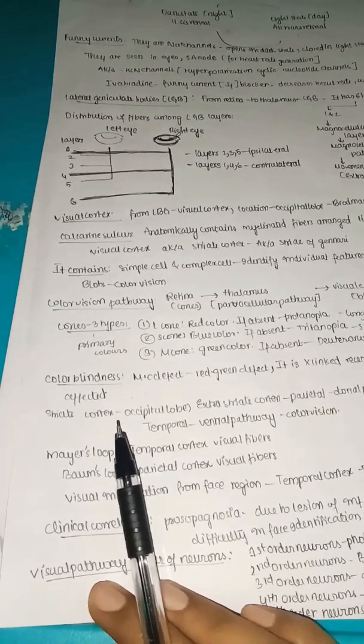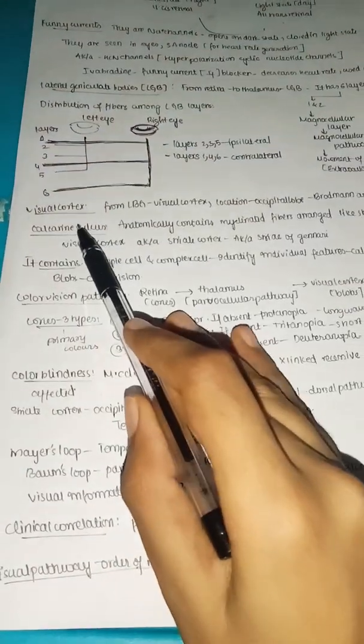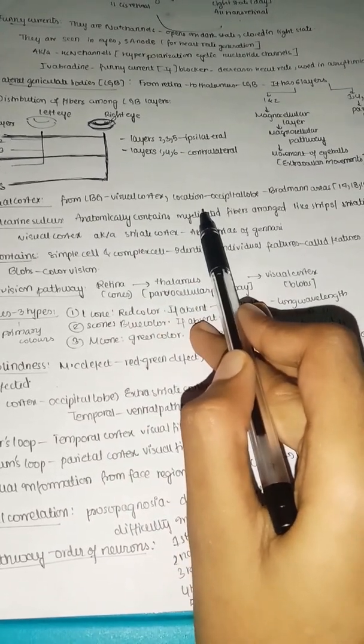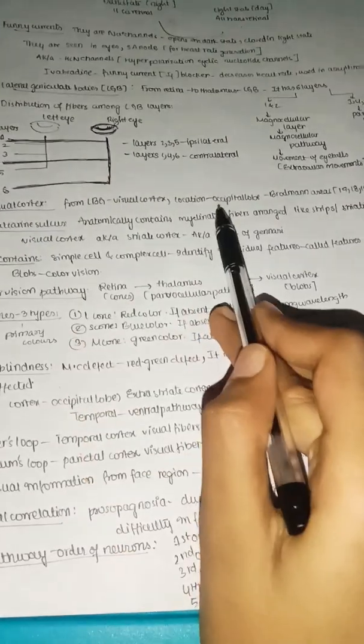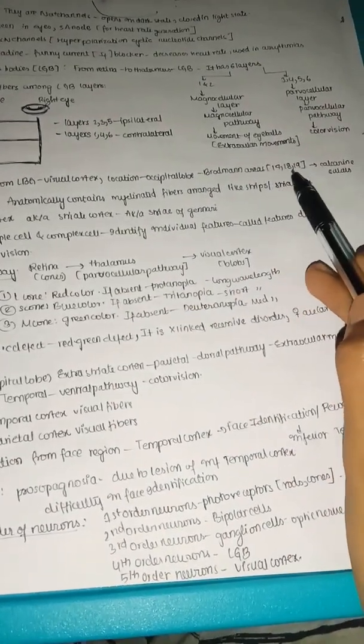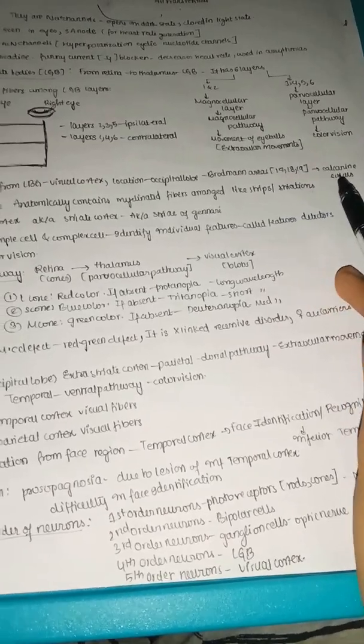Now let us see the visual cortex. So visual cortex is from the lateral geniculate body to the visual cortex. The location is mainly occipital lobe. So this visual cortex is present especially in our brain in the occipital lobe, and the Brodmann area is according to 17, 18, 19, that is calcarine sulcus.